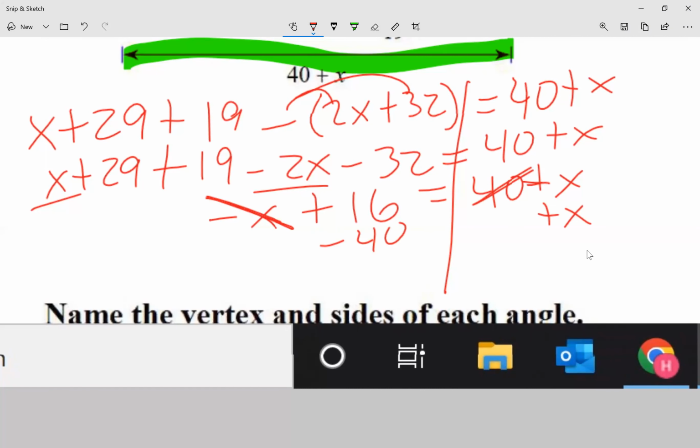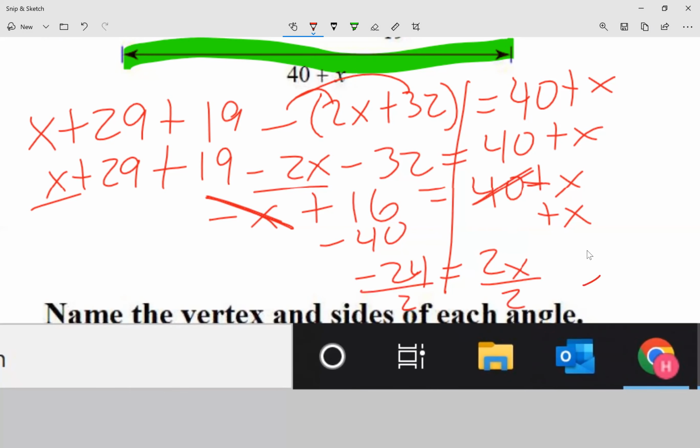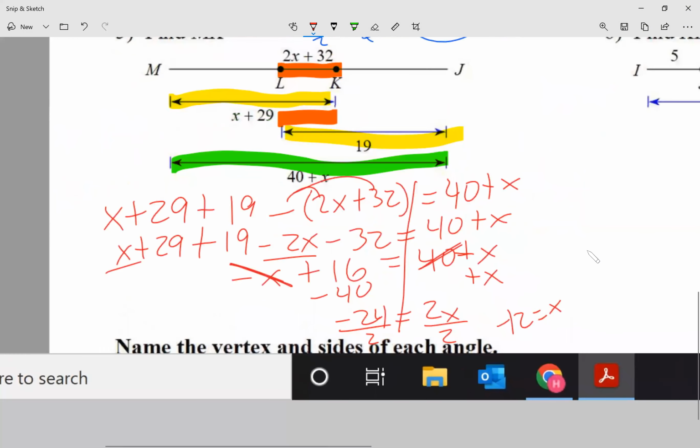All right, so on the left side, 16 minus 40 is negative 24. On the right side, 1x plus 1x is 2x. We're not going to call it x squared, that's multiplication. Addition, we just say 2x. Now to get x by itself, let's divide by 2. So that gives me negative 12 is equal to 1x. Cool, now I know the value of x, and it's fine for x to be negative.